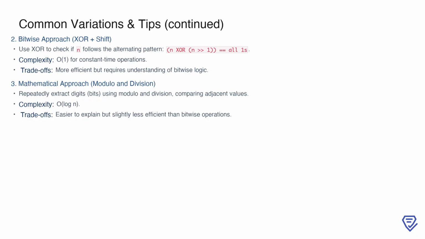Another alternative is the mathematical approach, where you repeatedly extract digits using modulo and division while comparing adjacent values. This method has a time complexity of O(log n), and is easier to explain conceptually than bitwise operations, though it's slightly less efficient. Choosing the right approach often depends on the context, such as whether you prioritize simplicity or performance.